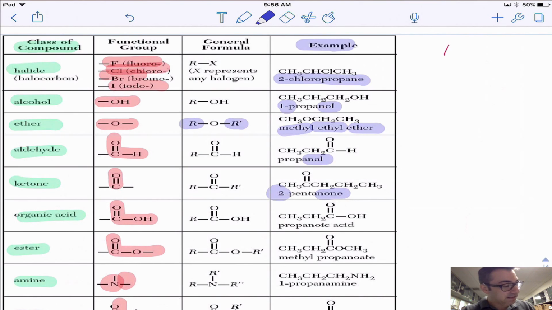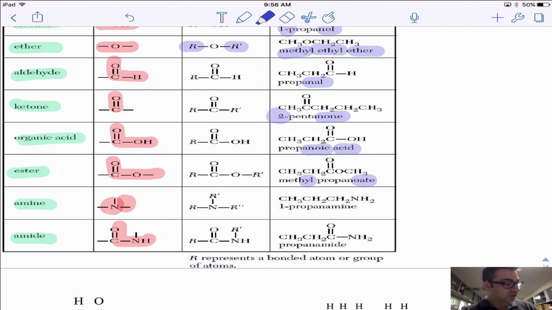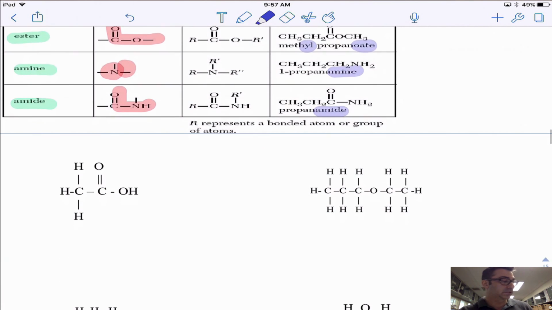Pent is 5 carbons. Ketones, you only start numbering when you get to pent. For organic acids, the ending will be anoic acid. For esters, you'll have 2 names, a YL ending and an anoate ending. Amines will end in amine, and amides will end in amide. You don't need to memorize these, but you need to know how to take the examples and use them. So let's go through and do some naming examples here so that you can see what this looks like.